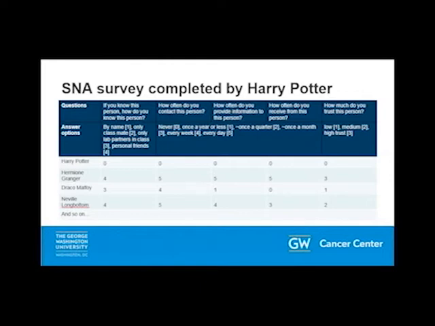So in this way, each network member will complete the same survey and assess their relationship with all the members of that network, and the questions can be adjusted depending on the type of information you want to collect. And so we employed this strategy specifically when we assessed the Community Roundtable.